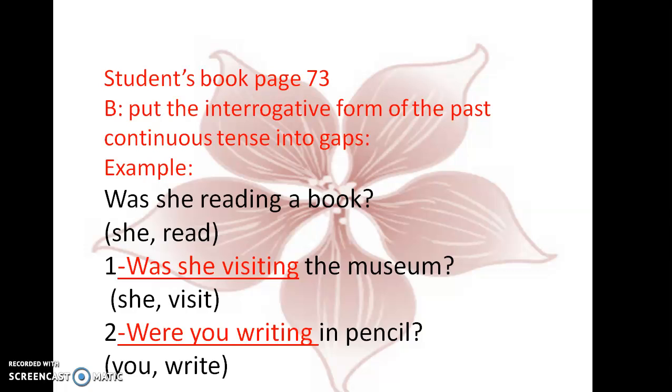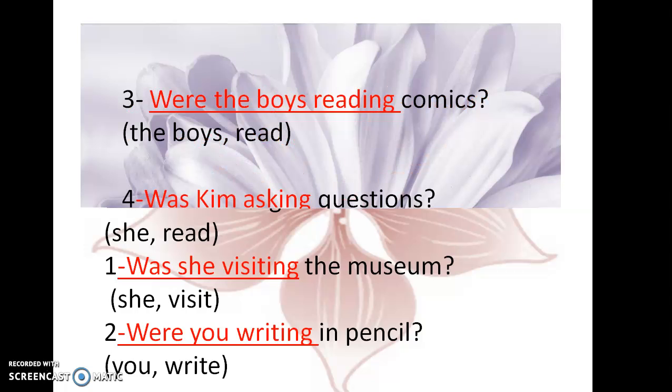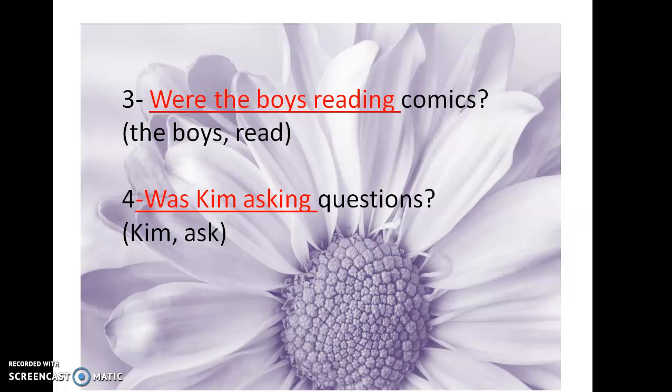We have also exercise 2, you and write. We're going to use were with you. So, were you writing in pencil? The boys. Here we have a plural subject. So we use were. Were the boys reading comics? 4. Kim and ask. We have the subject Kim and the verb ask. The subject Kim is singular مفرد, so we use was. Afterwards we use the subject Kim, then the verb ing: was Kim asking questions?